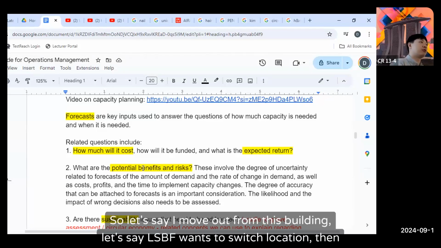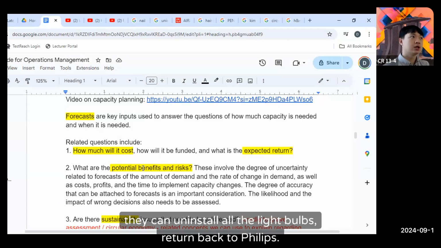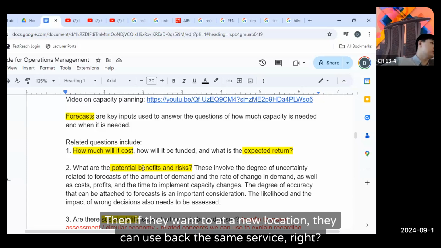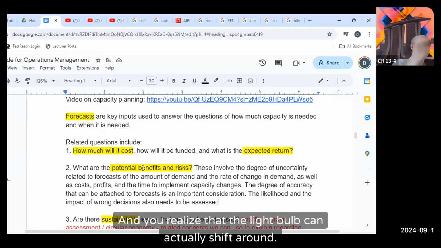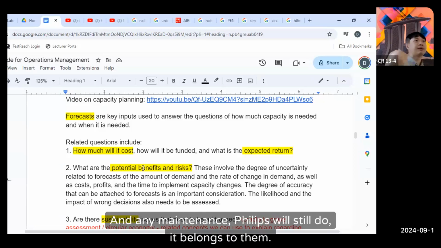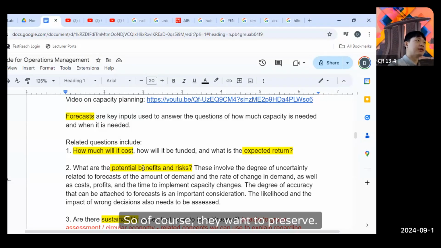So let's say I move out from this building. Let's say LSBF wants to switch location, then they can uninstall all the light bulbs and return them to Philips. Then if they want to, at the new location, they can use the same service, right? And you realize that the light bulb can actually shift around. And any maintenance, Philips will still do. It belongs to them. So of course, they want to preserve it. So this one can be used in many places.